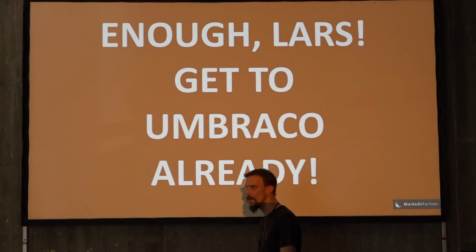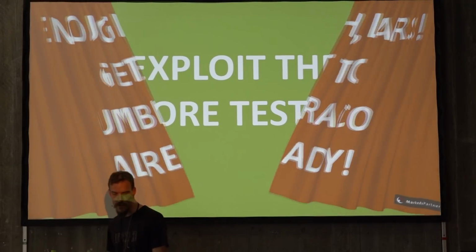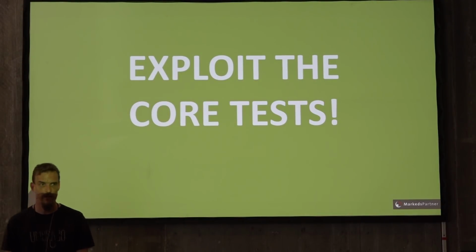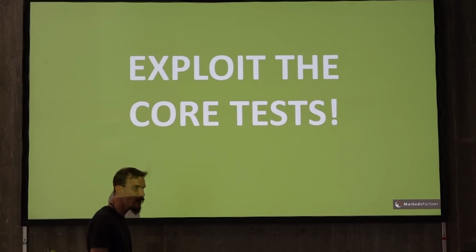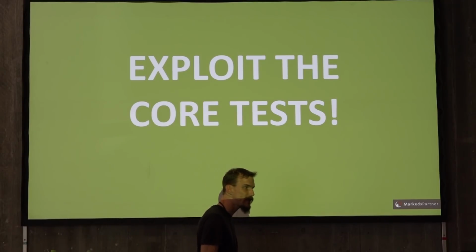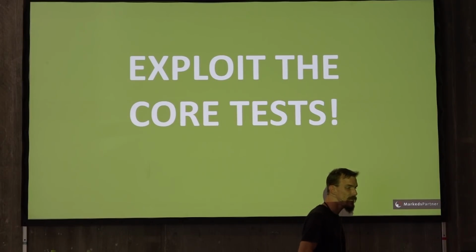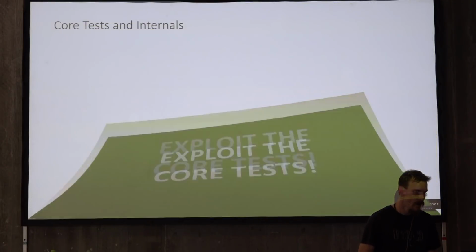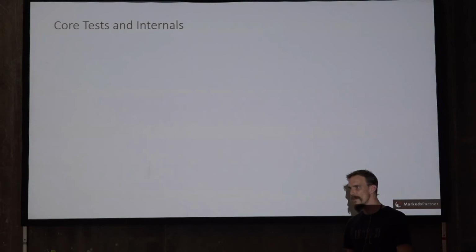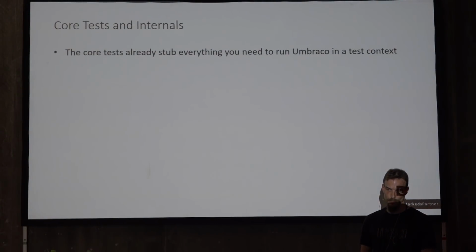All right, enough. Let's see a bit about Umbraco and how we can use Umbraco well. First of all, exploit the core tests. Umbraco have written like 3,000 tests and a whole suite of things that stub up and set up Umbraco for testing that we can reuse. There are still some internal things in Umbraco that we can't use, but when we use that test library, a lot of the things are already stubbed up, so we can just access it through interfaces, but Umbraco has taken care of all that heavy lifting that we don't want to do.